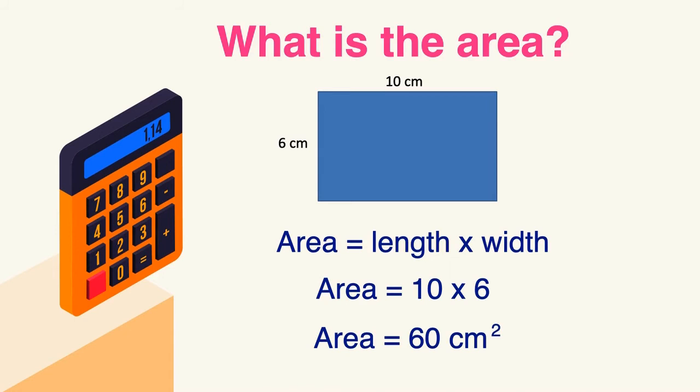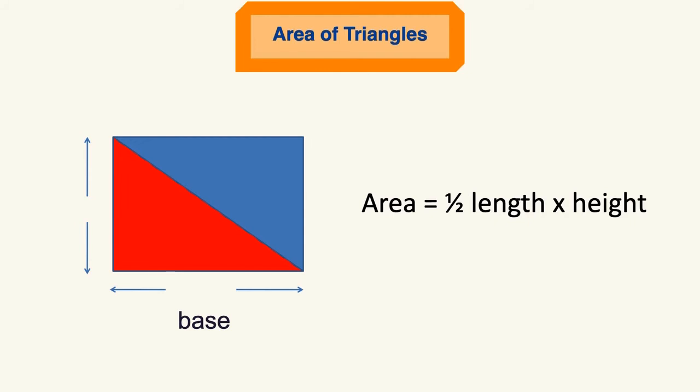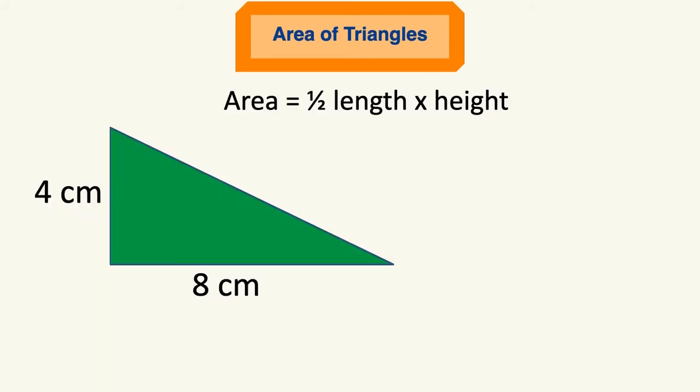Now, let's look at area of triangles. To find the area of a triangle, multiply half the length times the height. Now, you may hear this word interchanged. Length with base, and height could also be changed with the word width. Half length times height or half base times height. But what does all of this mean? Let's take a closer look.